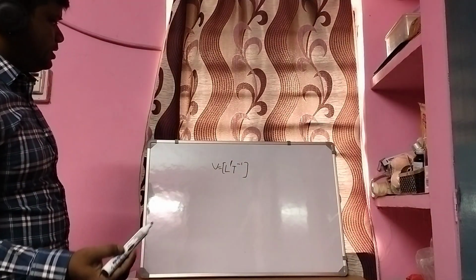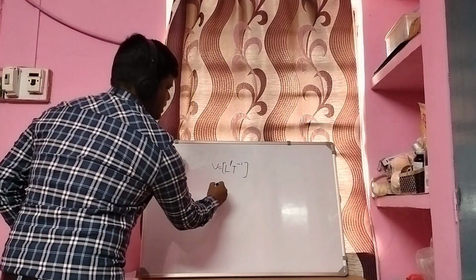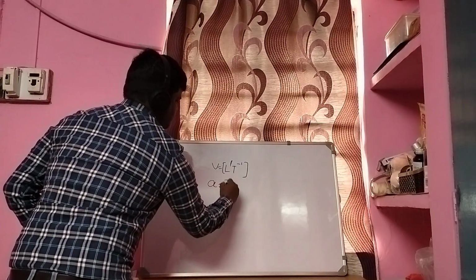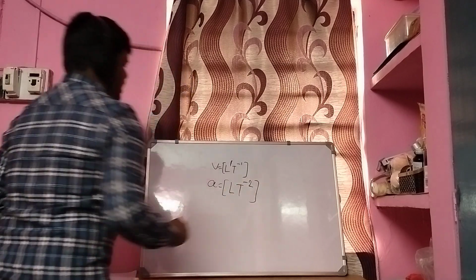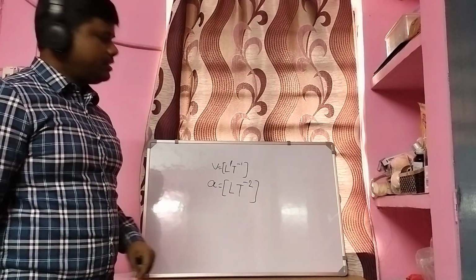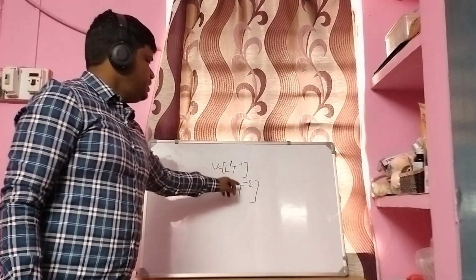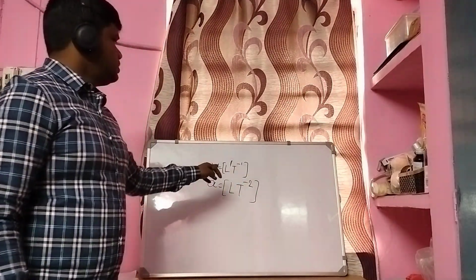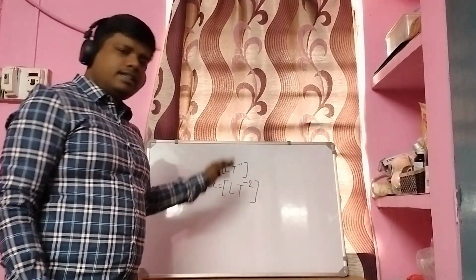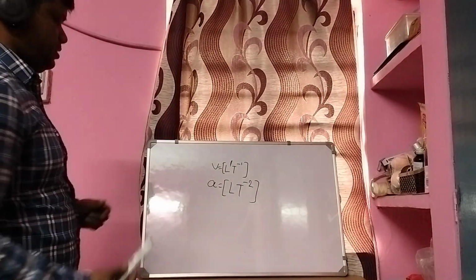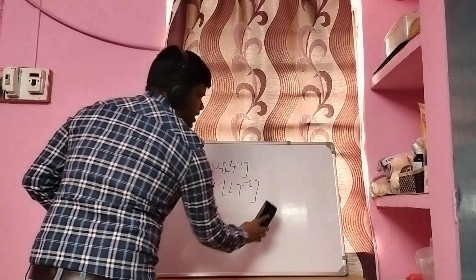Also, if you write acceleration, it is L T minus 2. So what is the dimension of acceleration? This is L to the power 1, T to the power minus 2. So length to the power 1 is the dimension and time to the power minus 2 is the dimension. So this is called dimension. Okay, I think now it is pretty clear.